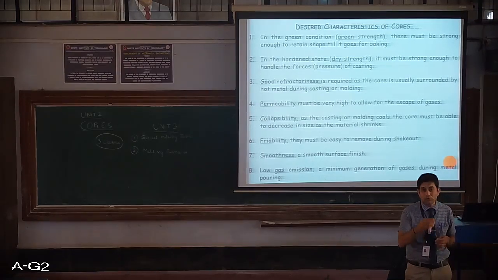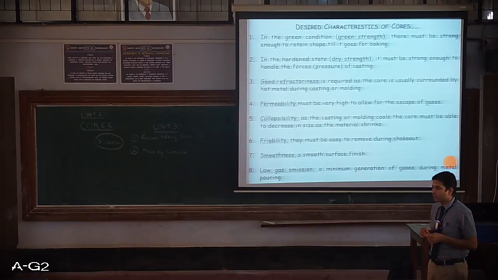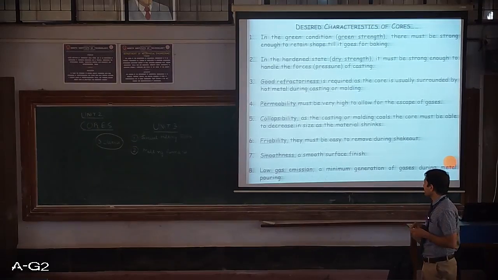That has to pass through the core and come outside. So the permeability of the gases to come outside the molten metal should be good for the cores. That is what I'm understanding.